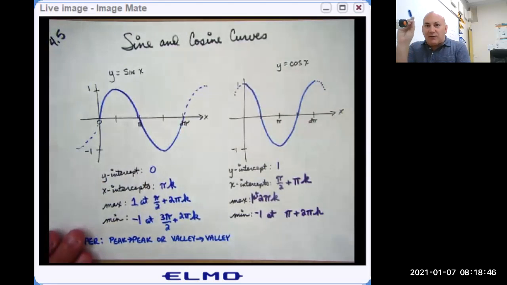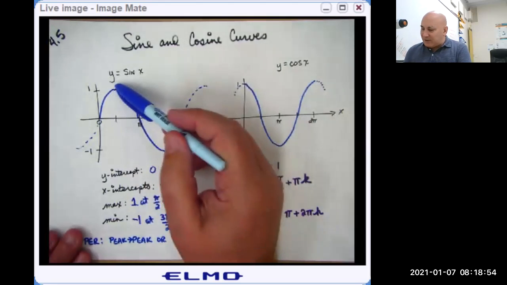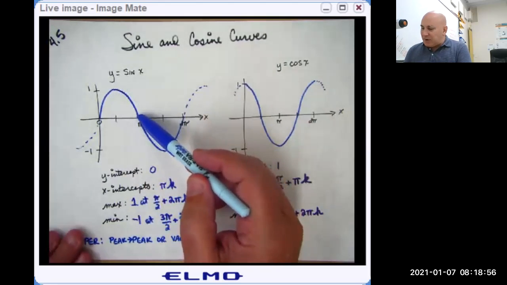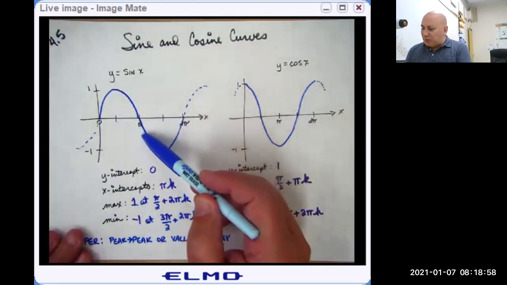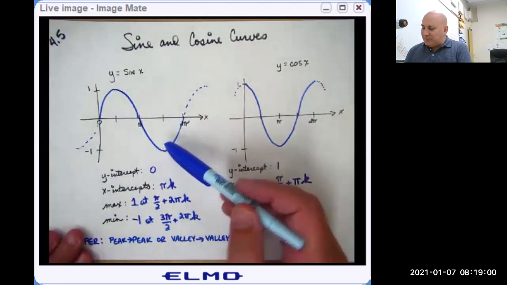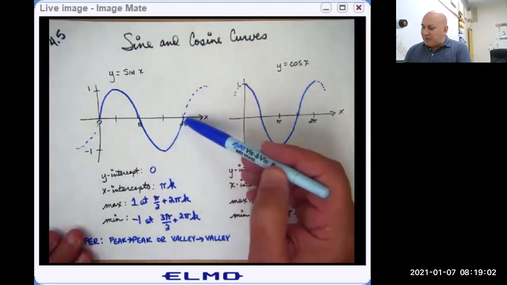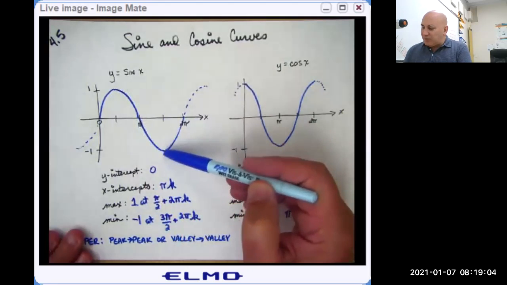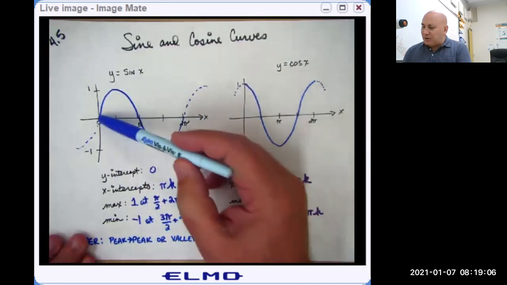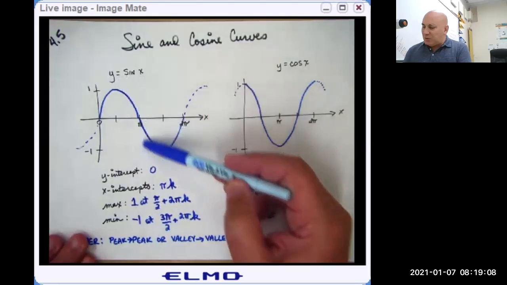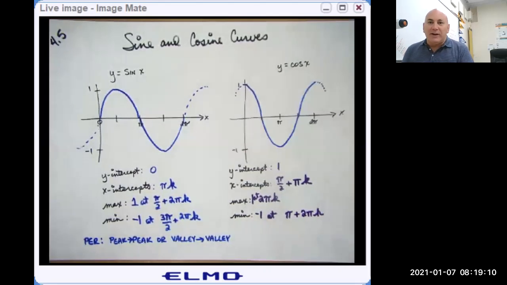Now from pi over 2 to pi, we go from 1 back down to 0. And from pi to 3 pi over 2, we go from 0 to -1. And then from 3 pi over 2 to 2 pi, we go from -1 back up to 0. So you have this one peak and one valley. That's one period of a sine function.